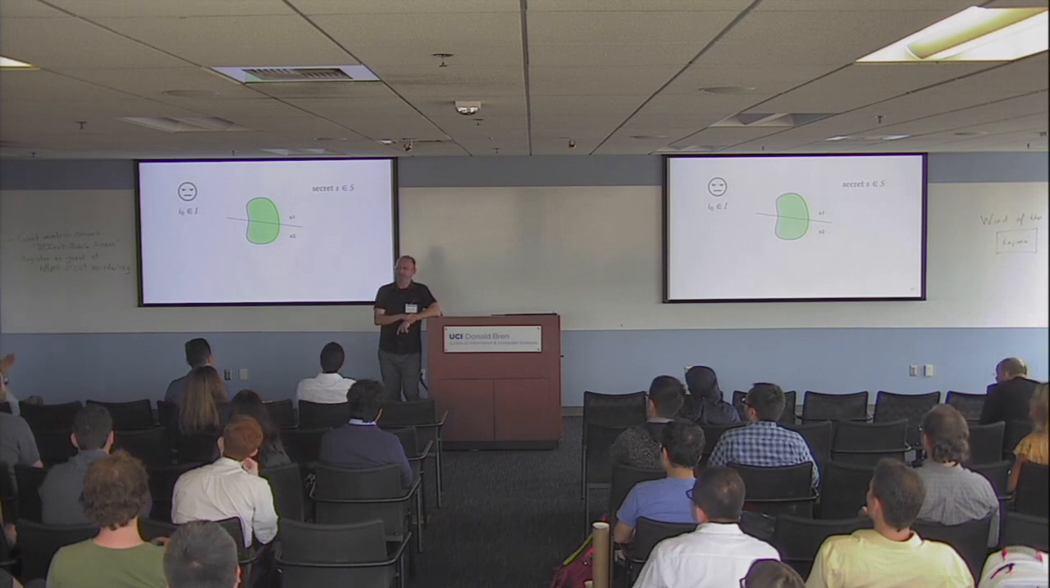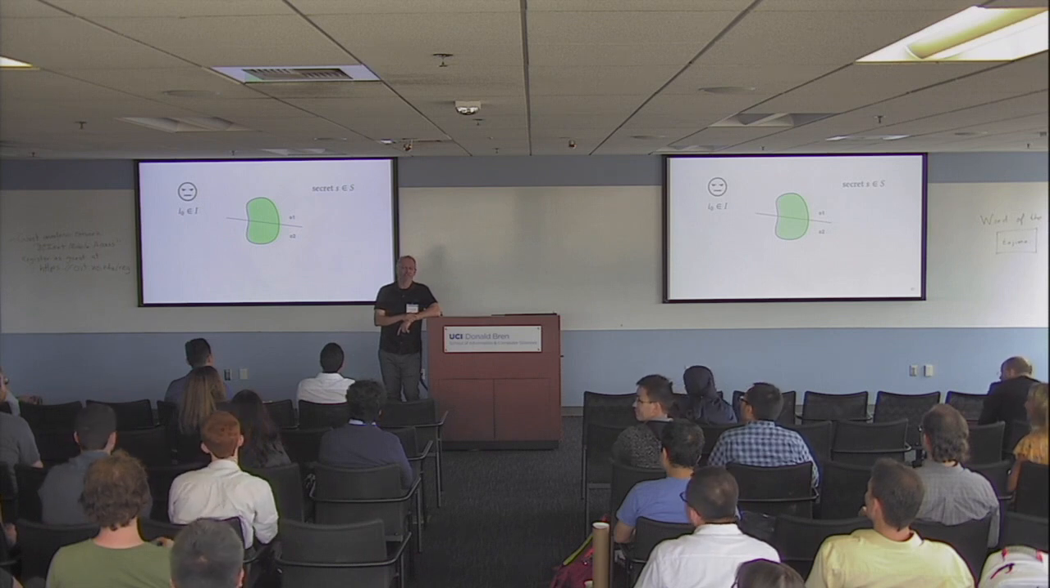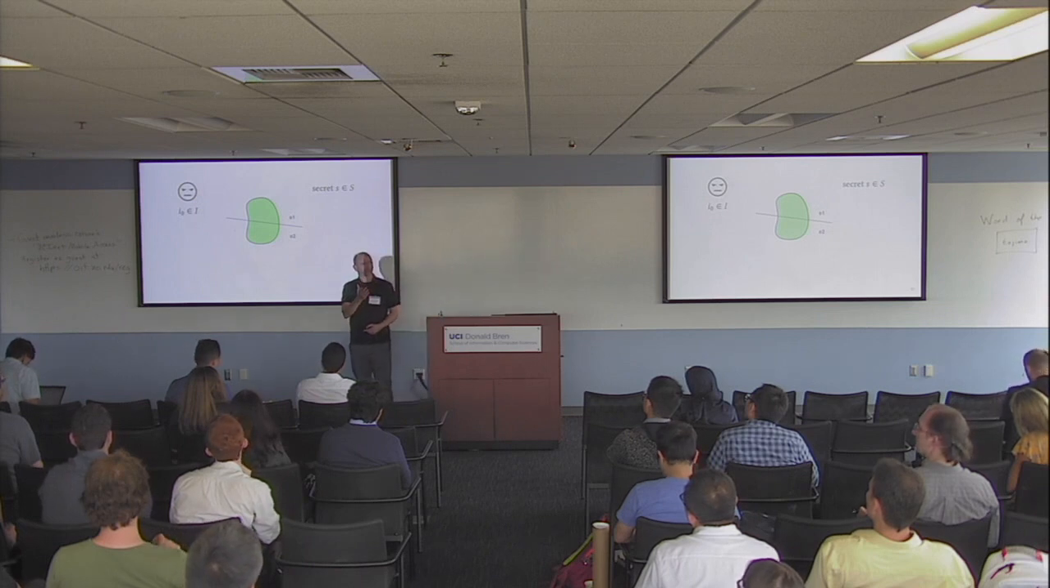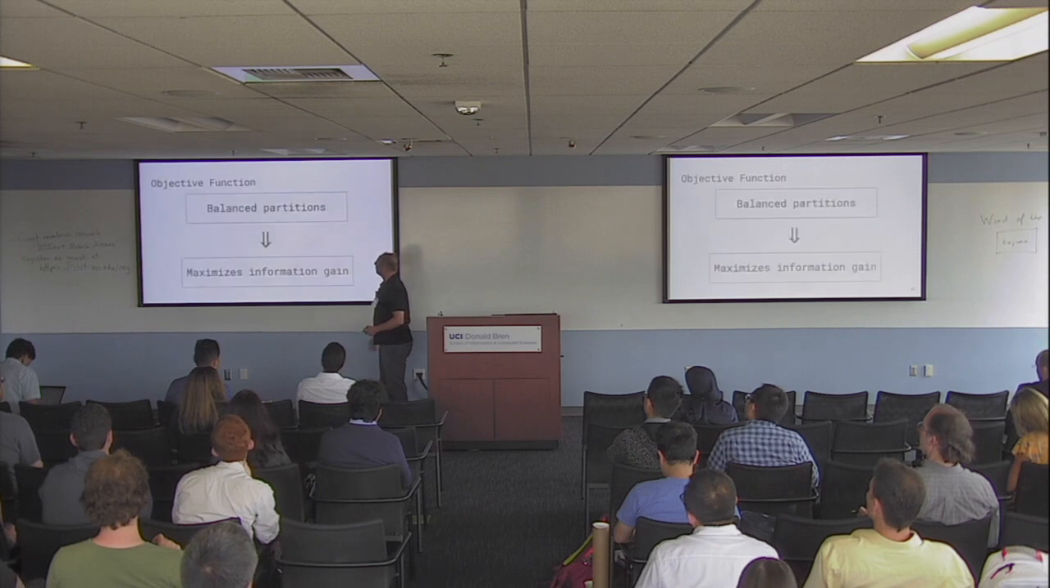Okay, Lukas, what's the answer? Divide it in half, because there is an algorithm we know, binary search. So if you want to get the secret as fast as possible, if you divide in half, in logarithmic time, you'll get the secret. But this is just for binary search. What is the general principle?